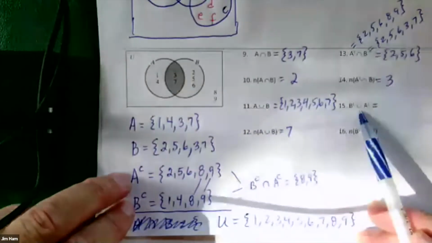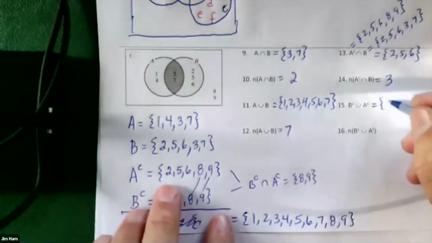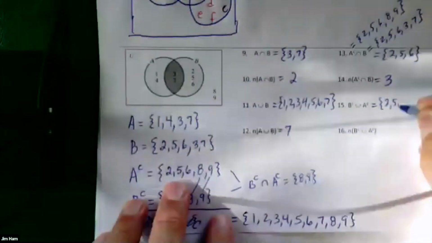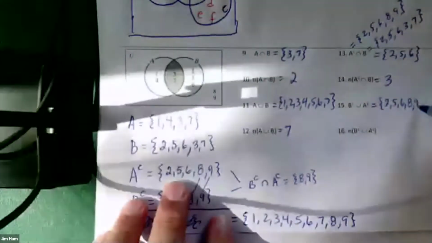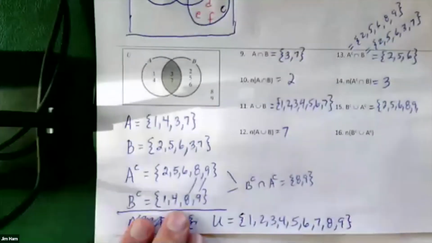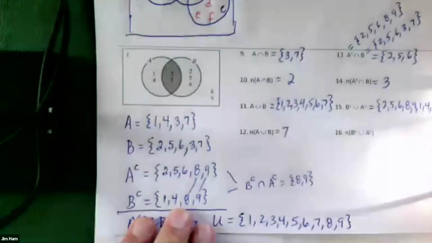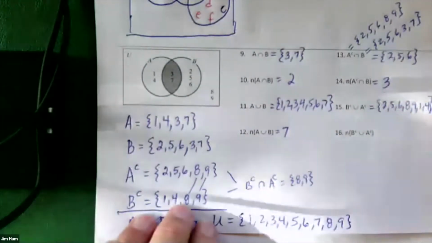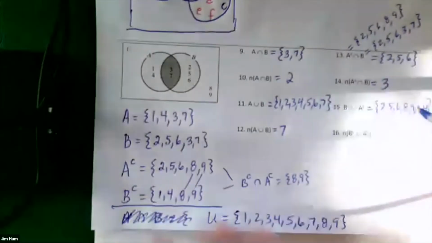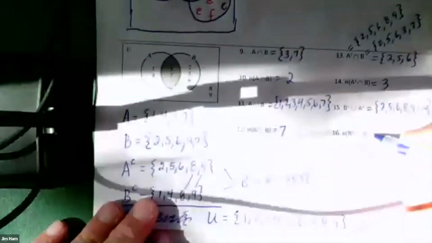In your problem, you're looking at the union. So what you do is you take all the elements in A complement, 2, 5, 6, 8, 9, and join that with all of the elements in B complement. So 1, 4, 8, and 9, and 8 and 9 are already listed there, so we don't list them twice. And if you count up these elements, you have 1, 2, 3, 4, 5, 6, 7.